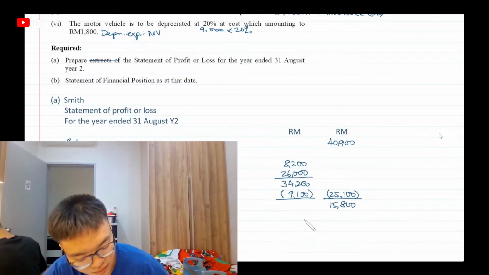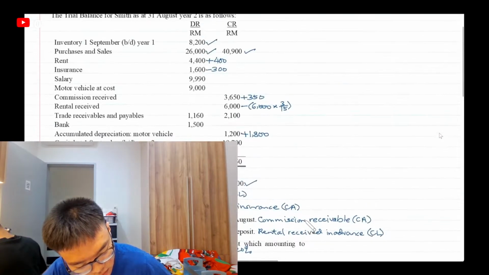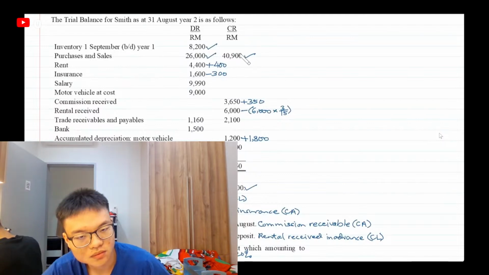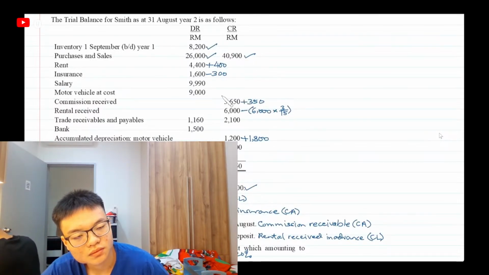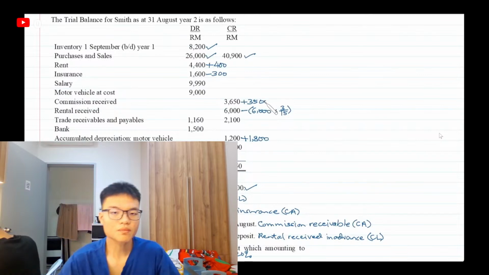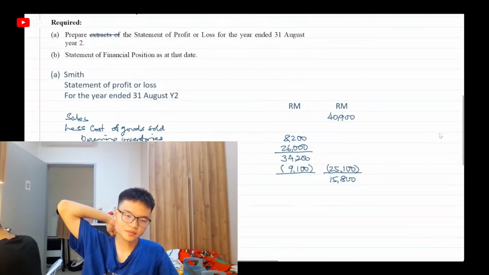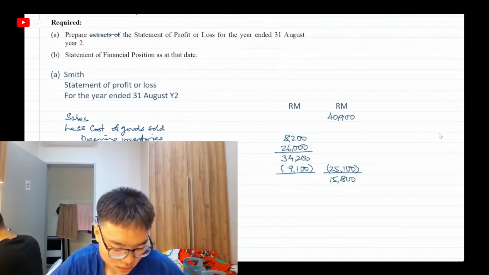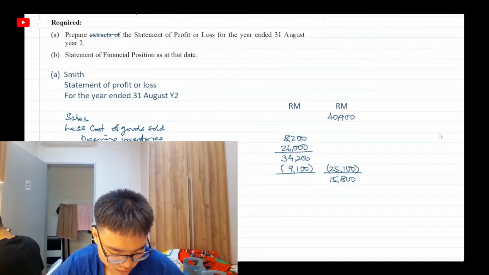After the gross profit figure, we look for any other income. Do we have any other income here? Yes. All income has a credit balance, so you just look at the credit column. Don't look at the debit column because revenue always has credit balance. Now the first thing I see is commission receipt. This is an income. I add here other income. The first one is commissions received.